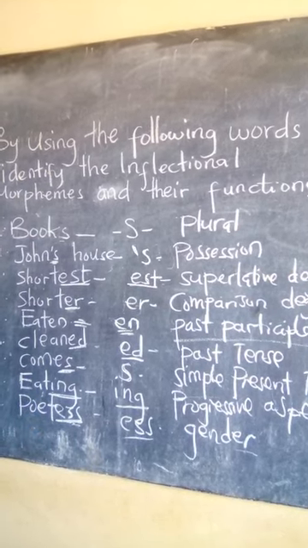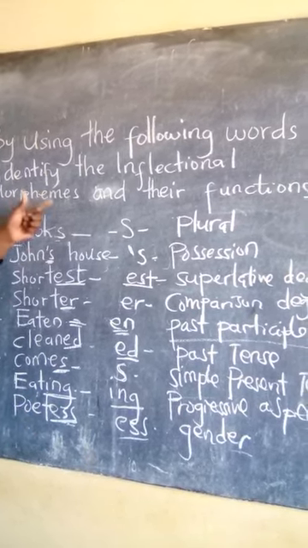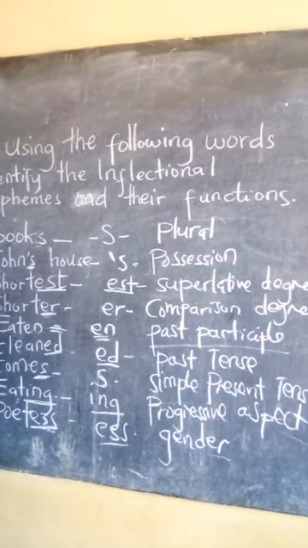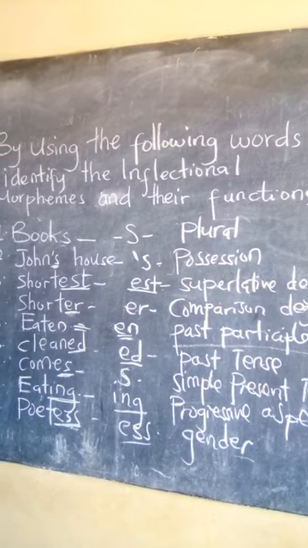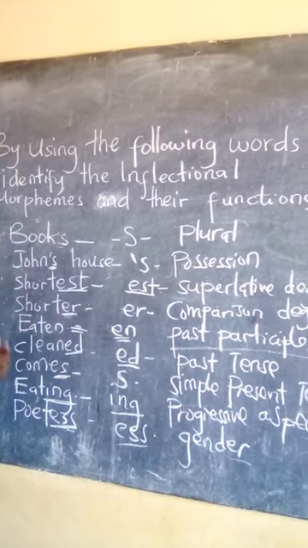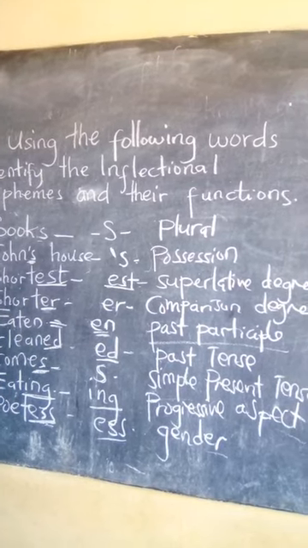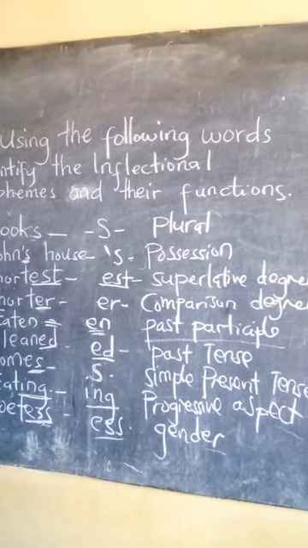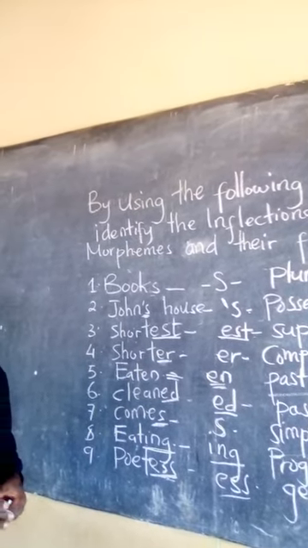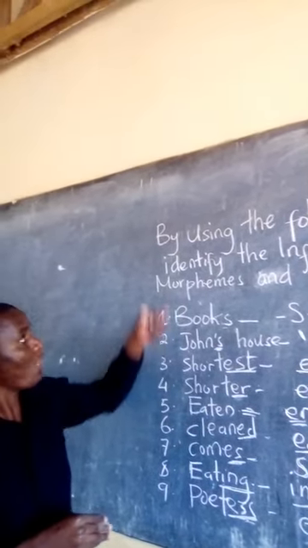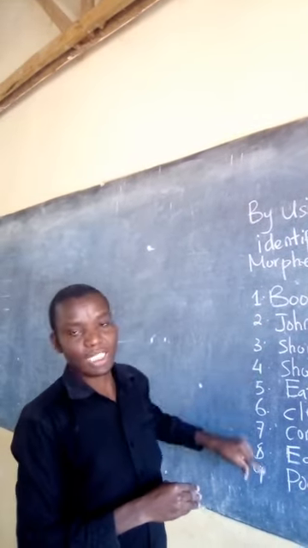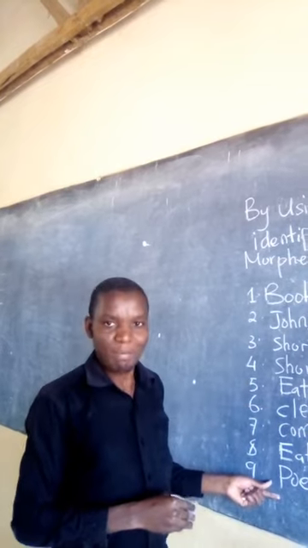Therefore, if you look here, the addition of these inflectional morphemes has not changed the word categories of these given words. If words were nouns, they continue to be nouns. If words were adjectives, they continue to be adjectives. I hope that you have understood me from the first point to the last point.